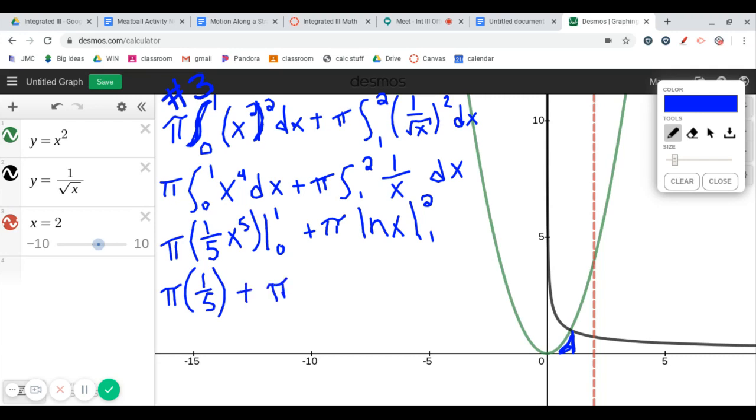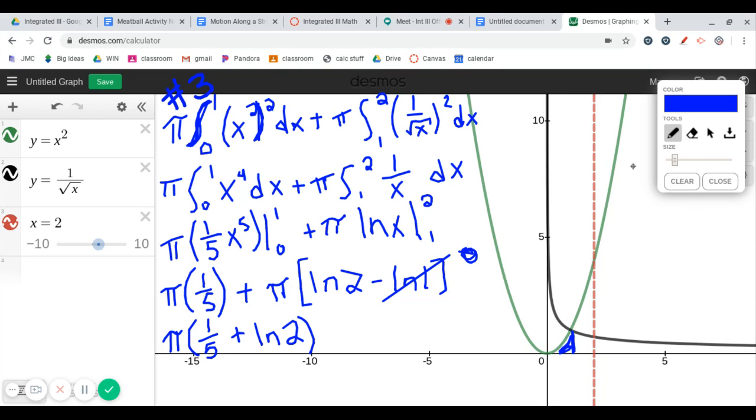Alright, plus pi times natural log of, plug in 2 for x, so natural log of 2, minus, fundamental theorem of calculus, plug in 1 for x, natural log of 1. Well, natural log of 1 is 0. So this is just pi times 1/5 plus pi times natural log of 2. We can factor out a pi to get pi times 1/5 plus the natural log of 2. And that is the solution for number 3 in the volumes practice.